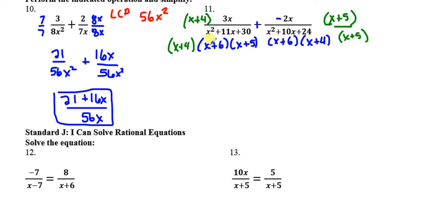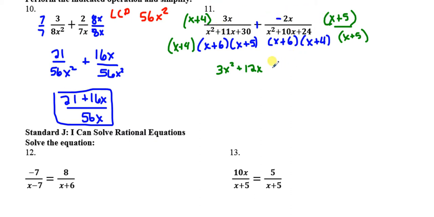Now we have x plus 4, x plus 5, x plus 6 in both of these terms. Now we can add them. First, we'll distribute this 3x to the x plus 4, and that would give us 3x to the second plus 12x. I know I'm going fairly fast, so pause if you need to. And now we have one common denominator, so we can add these two things together.